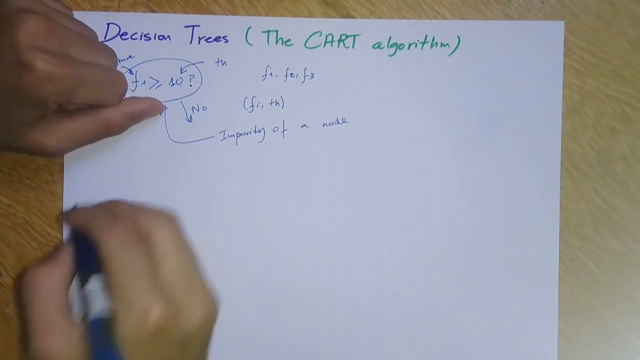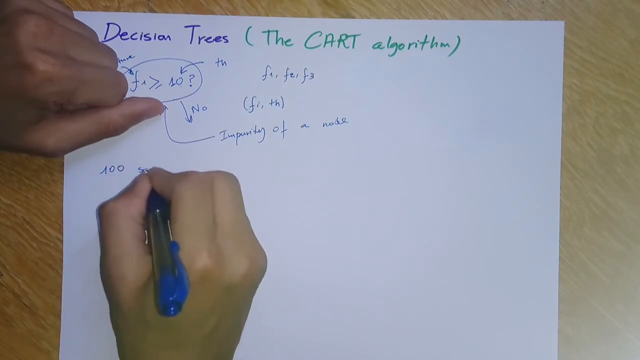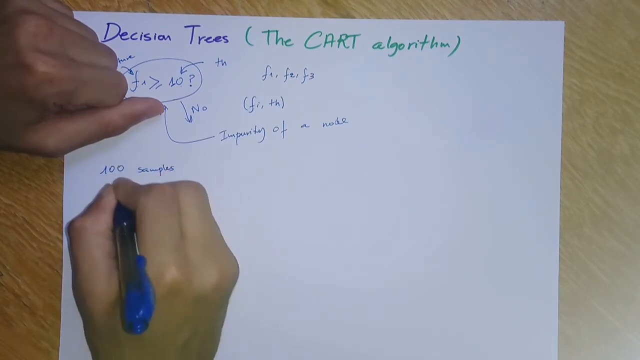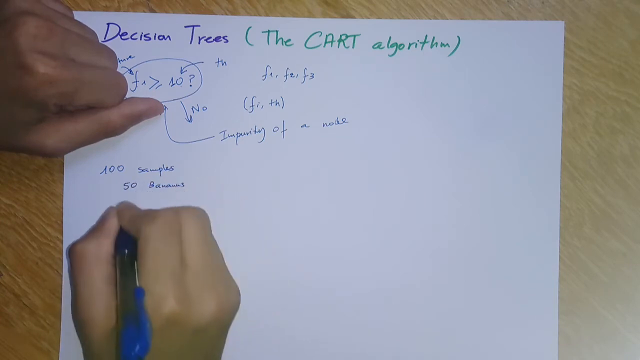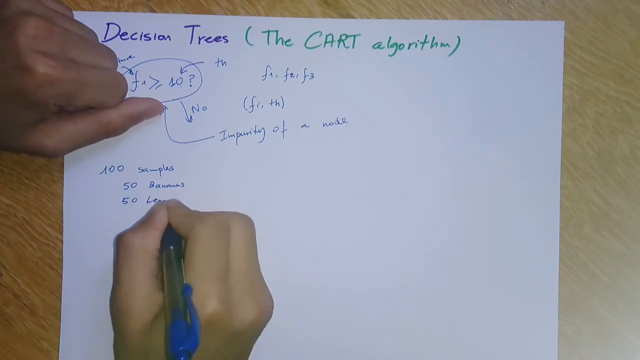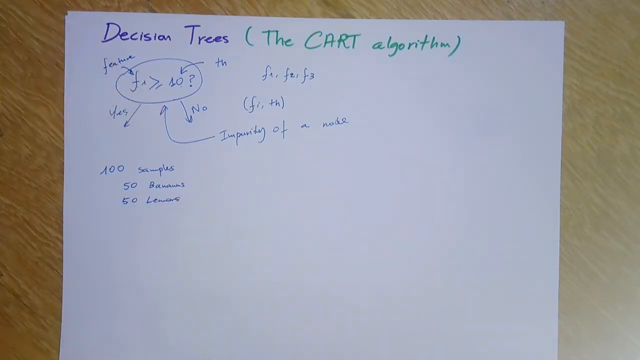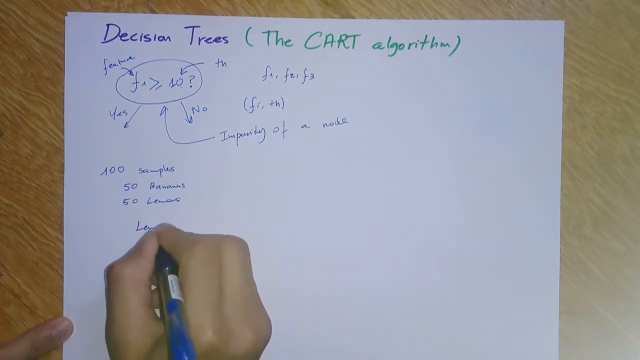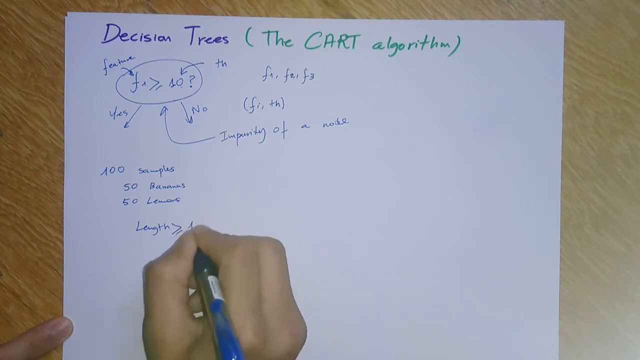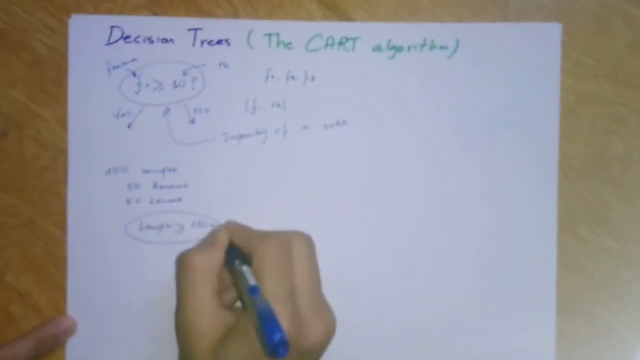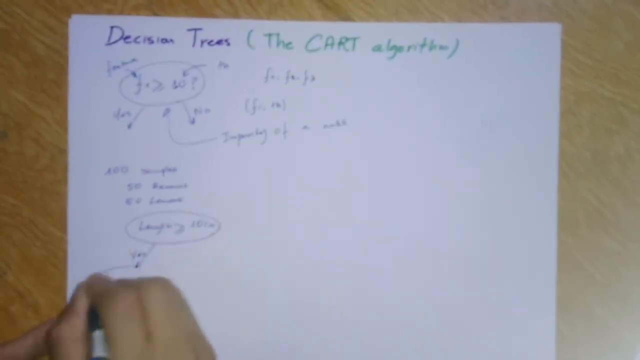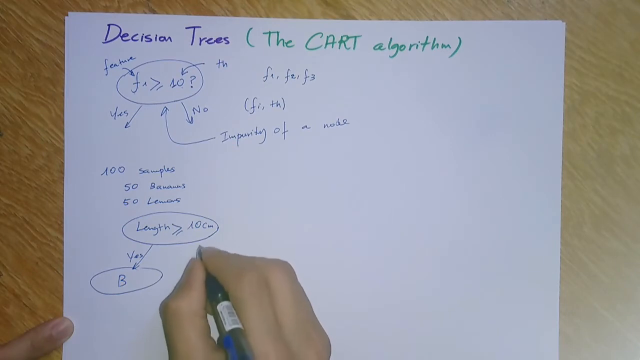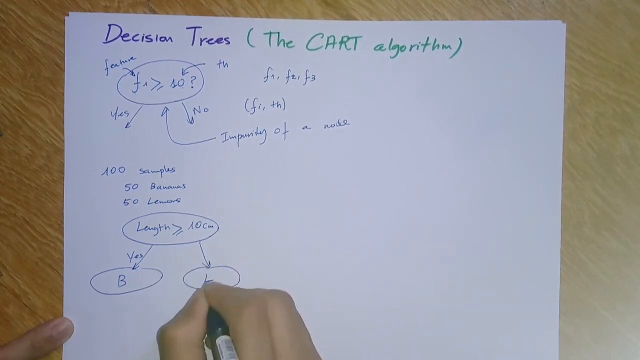Let's say that I gathered 100 samples that contain 50 bananas and 50 lemons. Then I ask a question about the length. I say, is the length higher than 10 centimeters? In this case, this is the feature and this is the threshold. If yes, I assume that this is a banana. Otherwise, I say this is a lemon.